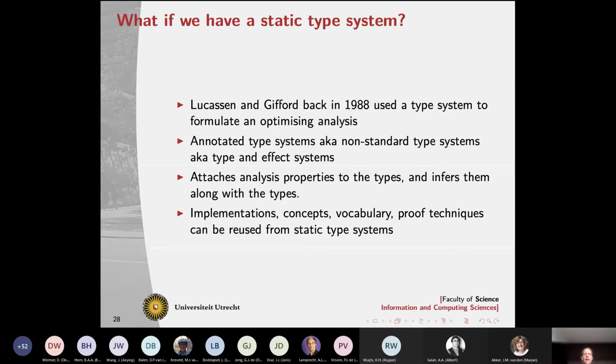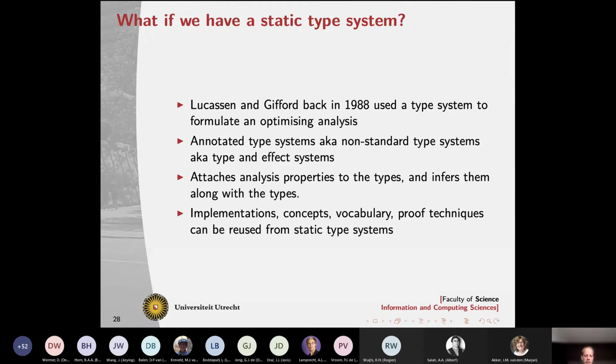Now, what if we are working with a programming language that has a static type system? Well, Lucassen and Gifford had an excellent idea. Back in 1988, they showed that you can use a variant of a type system to formulate an optimizing analysis. These are called annotated type systems, and other people will call them non-standard type systems, and other people will call them type and effect systems. Doesn't really matter. The essence of the idea is that you attach analysis information to your types, and you infer that information along with the types as you're doing the type checking.